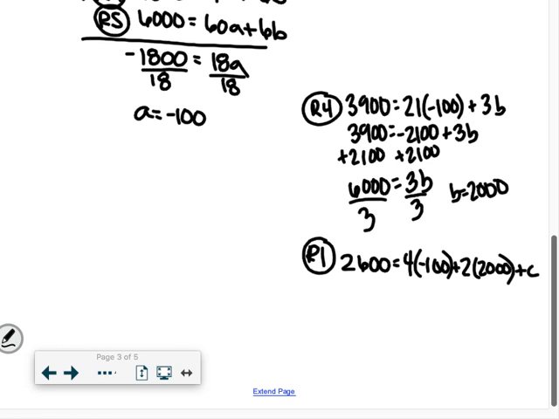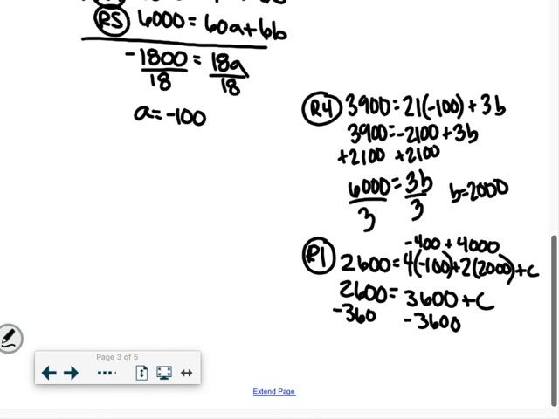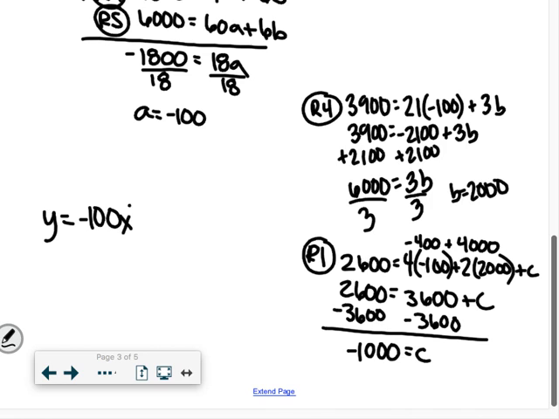Okay. And so I get 2,600 equals, this is negative 400 plus 4,000, so 3,600 plus c. And then subtract. And c is negative 1,000. Okay, so the model should be y equals negative 100x squared plus 2,000x minus 1,000.